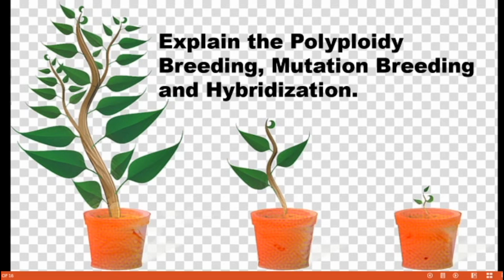So what are the questions that may be asked? Explain polyploidy breeding, mutation breeding and hybridization. So you have to explain what polyploidy is, and what the achievements of polyploid plants are. Then you have to explain mutation, what mutagens are, physical mutagens and chemical mutagens, and what the uses of mutation breeding are, and hybridization, hybrid plants, how they are made. Those are the explanations you have to give.